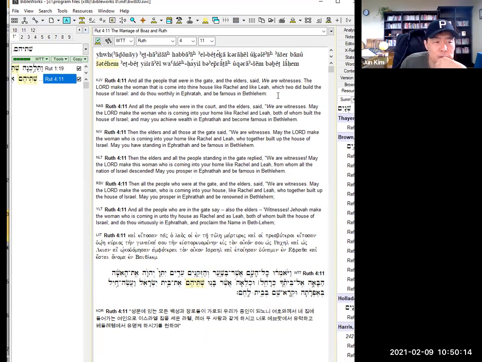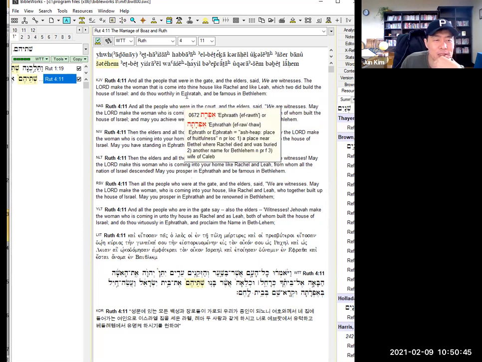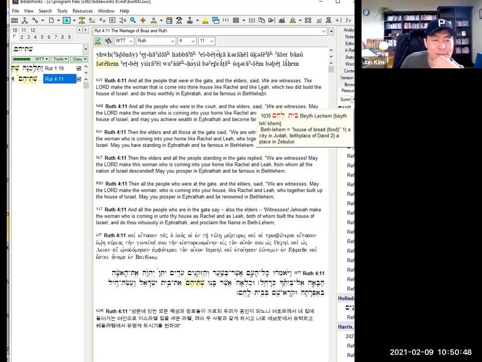We have witnessed the Lord make the woman that is come into thine house like Rachel and like Leah, which two did build the house of Israel. So it refers to Rachel and Leah. So they are all women. And then they said that's two. This is interesting. Did build the house of Israel and do thou worthily in Ephratah and be famous in Bethlehem.